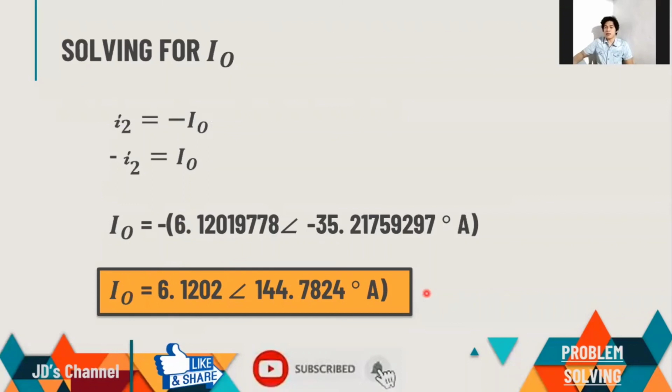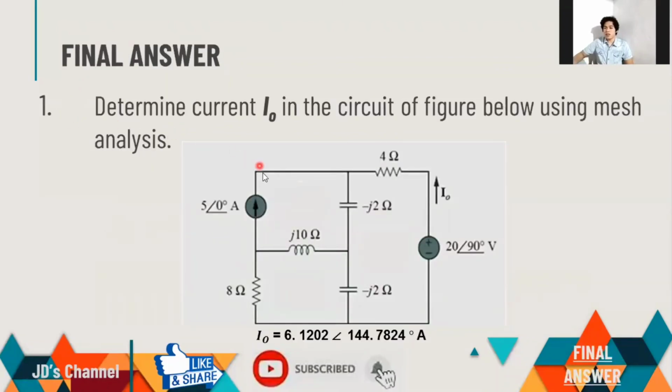So, ngayon, i-check natin if tama ba yung ating sagot. Dun sa final answer, I sub O is equal 6.1202 bar angle 144.7824 degree ampere. So, tama naman po yung ating sagot. So, ganun lang po class. Tandaan yung mga principle, yung kanyang mga condition, rules, and magiging smooth lang yung inyong magiging pagsagot dito.